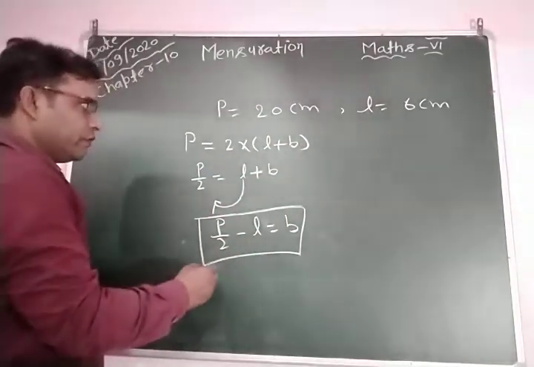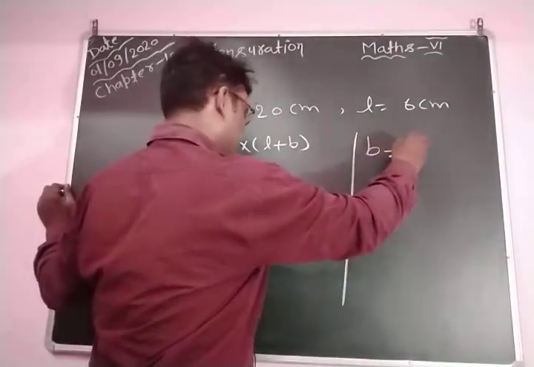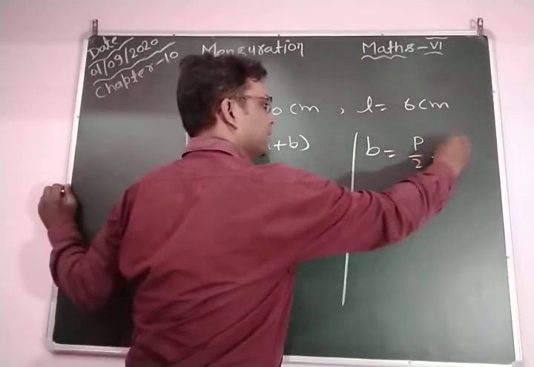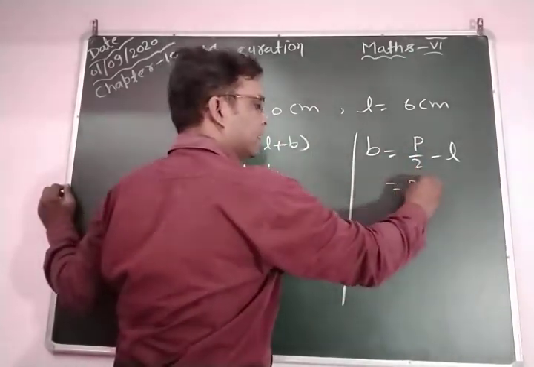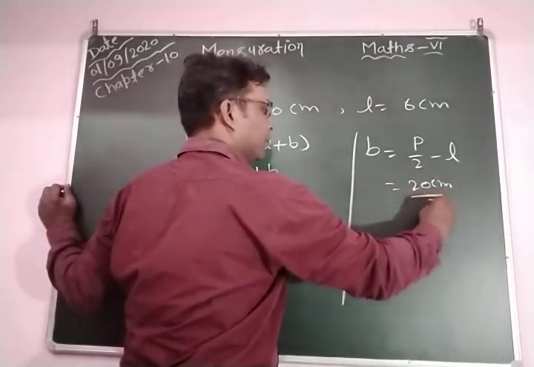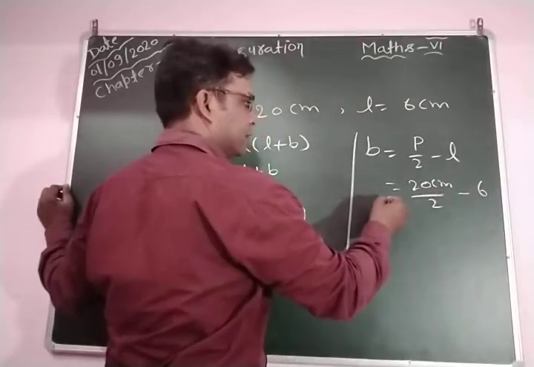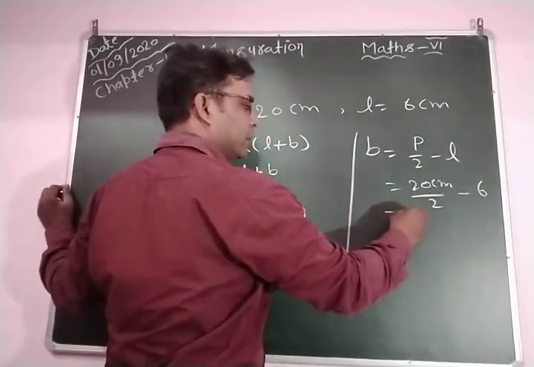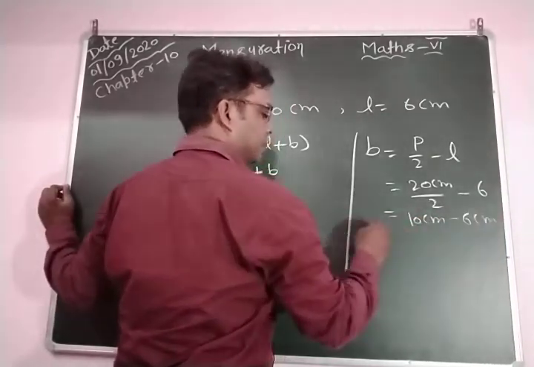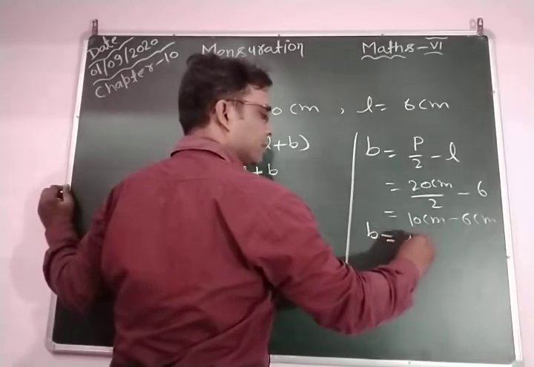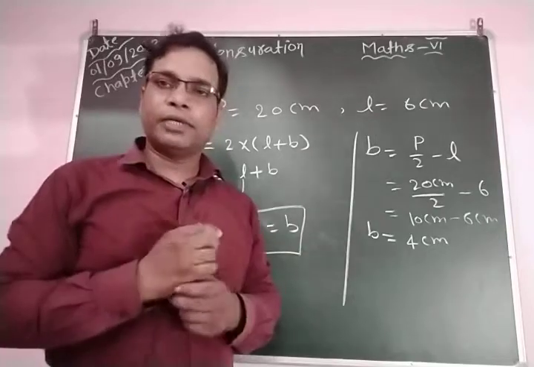So breadth is equal to P by 2 minus L. Here the perimeter is given as 20 centimeters, so P by 2 minus L, with L given as 6 centimeters, is equal to 10 centimeters minus 6 centimeters. So breadth is equal to 4 centimeters. Okay, so in this way you can find the breadth of a rectangle.